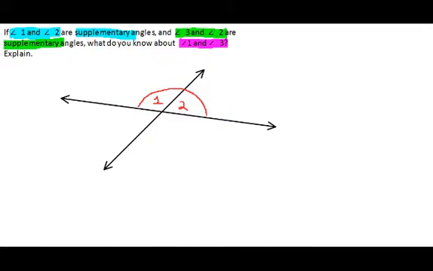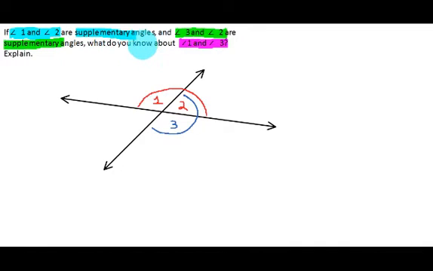All right, what else do we know? We know that angle 3 and angle 2, they're also supplementary angles. That means angle 3 is adjacent to angle 2, and it's along a line, so it has to equal 180 degrees. So therefore, this is the only spot angle 3 can go. So I know that angle 3 and angle 2 create a supplementary pair of angles. They add up to 180 degrees.